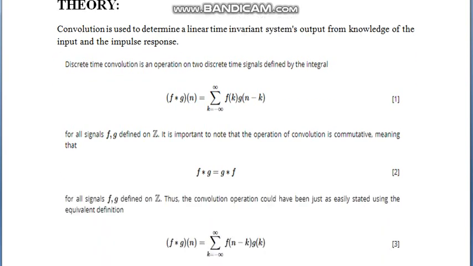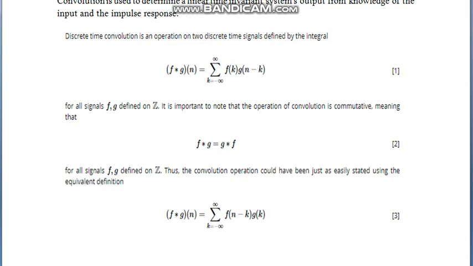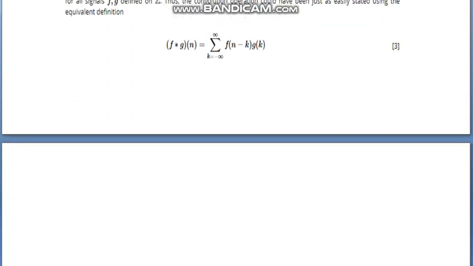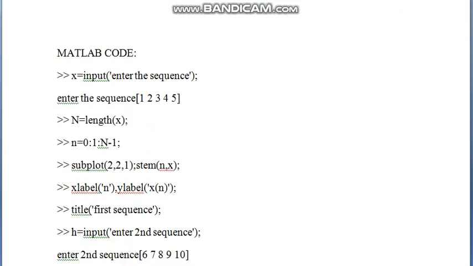The linear convolution is commutative in nature, that is, the linear convolution of f with g is the same as the linear convolution of g with f. So, in the formula of linear convolution, if I write summation k equal to minus infinity to infinity f[n minus k] g[k], it will be the same as equation 1, which is summation f[k] g[n minus k]. Now, first we will take the MATLAB code.